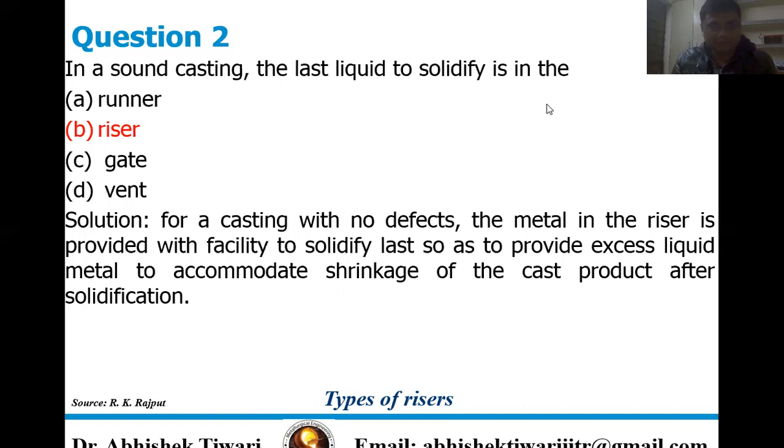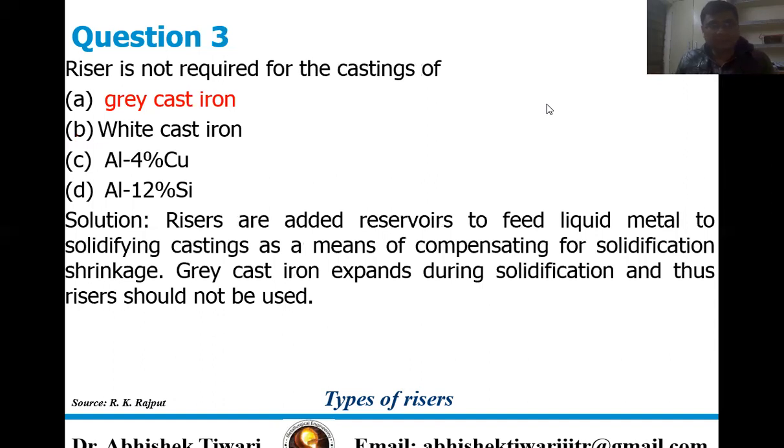Now question number 2. In a sound casting, the last liquid to solidify is in the runner, riser, gate, or vent. For a casting with no defects, the metal in the riser is provided with the facility to solidify last, so as to provide excess liquid metal to accommodate shrinkage of the cast product after solidification. So the correct answer is riser. The correct answer is B. Question number 3.